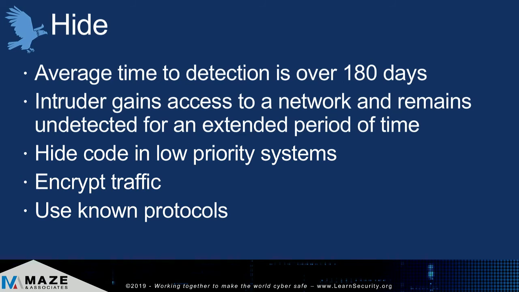Now, if the average is 180 days, that means that there are people who are far beyond 180 days, and those are just the ones that have been caught. Think of all the ones that we haven't found yet that are still in systems, well beyond the 180 days. They like to hide code in low priority systems. They like to hide it in IoT devices, printers, weird stuff, phone systems.